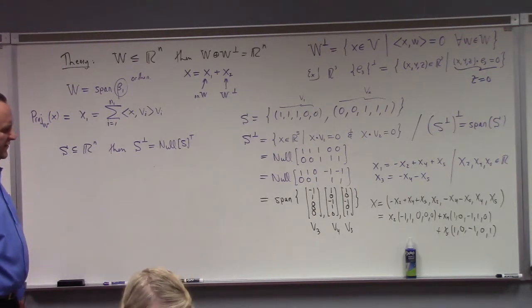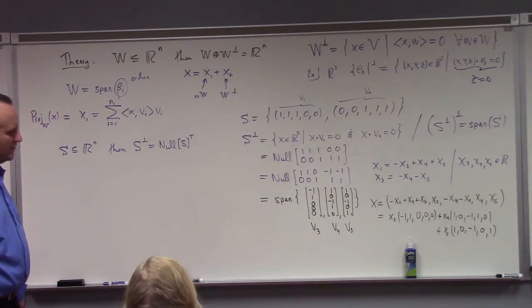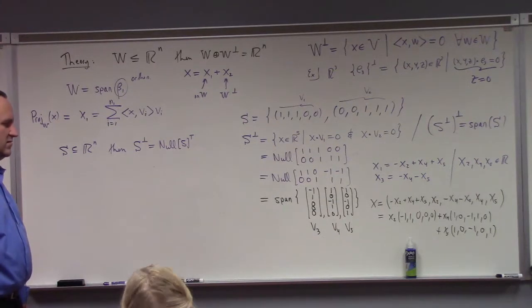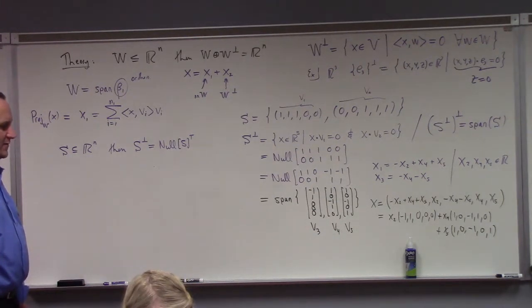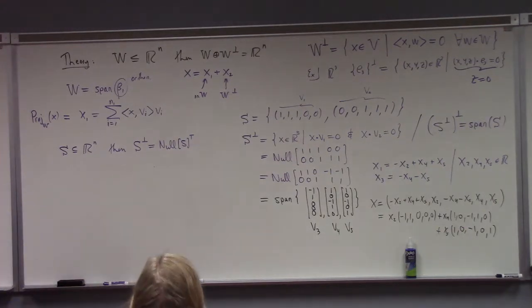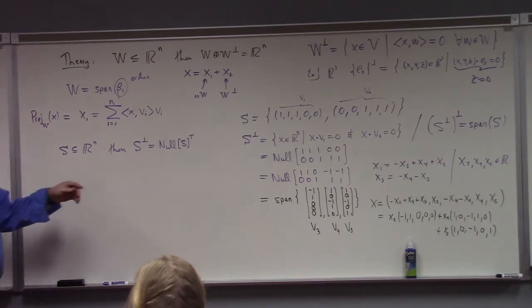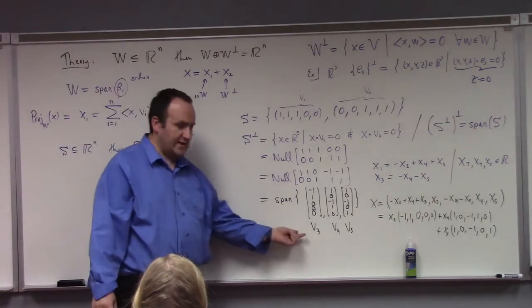are those orthogonal? No. Like V3.V4 is not 0, and V4.V5 is not 0. So if I wanted to turn that into an orthogonal basis, I'd have to run Gram-Schmidt on it, you know? But set that aside for a second. This is a basis for the perp to S, you know?